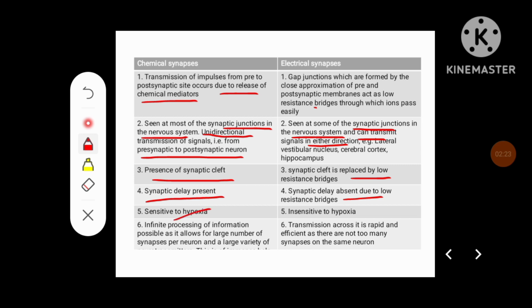Chemical synapses are sensitive to hypoxia, whereas electrical synapses are insensitive, and infinite processing of information is possible in chemical synapse, whereas in electrical synapse transmission is rapid and efficient, but there are not too many electrical synapses.